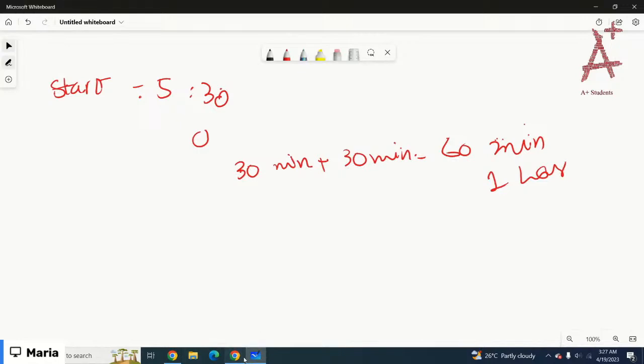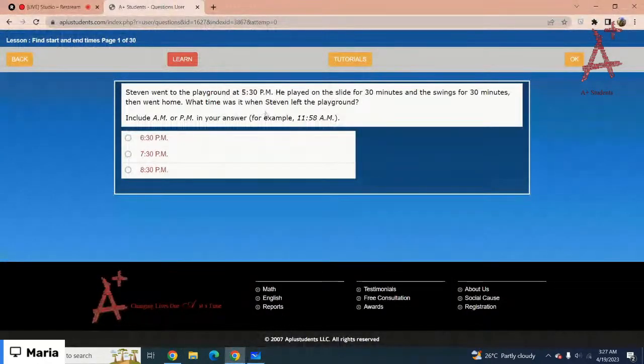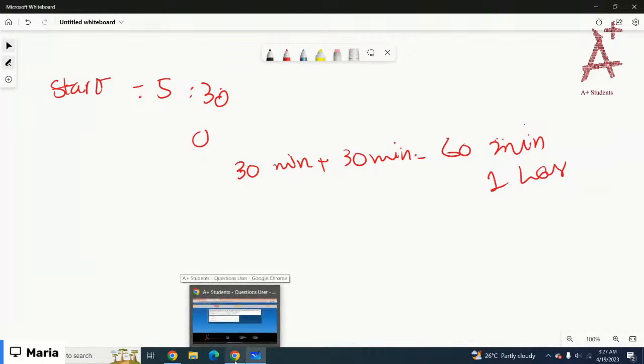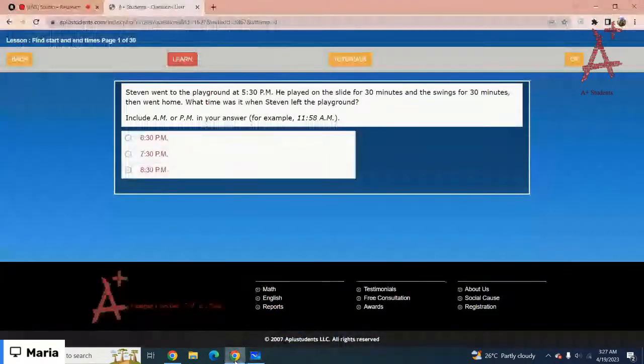Okay. You have to see what time it was when Steven left the playground. So started from 5:30 and he spent 30 minutes on the slide and 30 minutes on the swing. It was 1 hour. So that means the time is 6:30 p.m. Got it? That would be the time he left the playground. Got it? It would be 6:30. Got it? The correct option is 6:30.